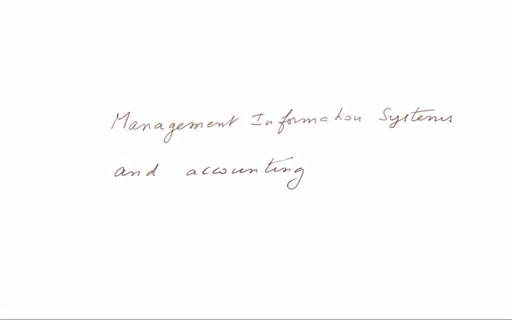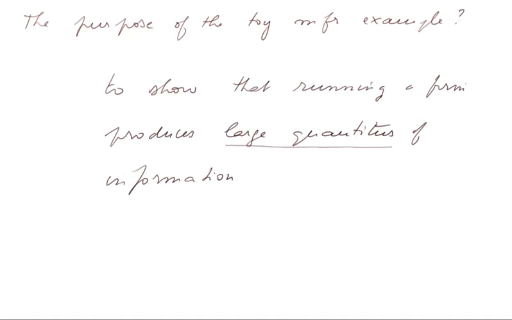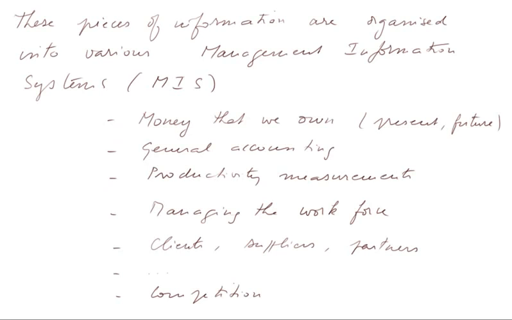Management information systems and accounting. What was the purpose of the toy manufacturer example? Well, its main purpose was to show that running a firm produces large quantities of information. These pieces of information are organized into various management information systems, abbreviated MIS.